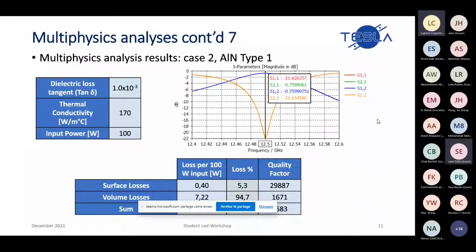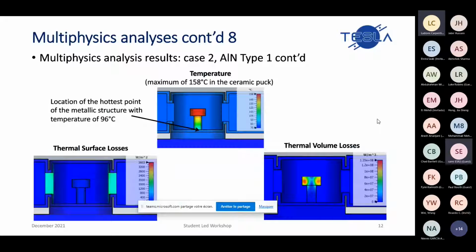Now, when we look at case number 2, we can see that this one has the highest losses in our three cases. So it has almost 7.6 watts that are lost within the structure, which represents actually 7.6% of the injected power into the structure. And so 94% of this lost power is actually lost in the ceramic parts. So for this case, also, we have a maximum temperature of 158 degrees Celsius.